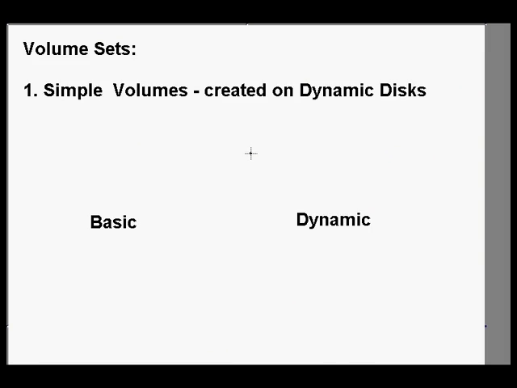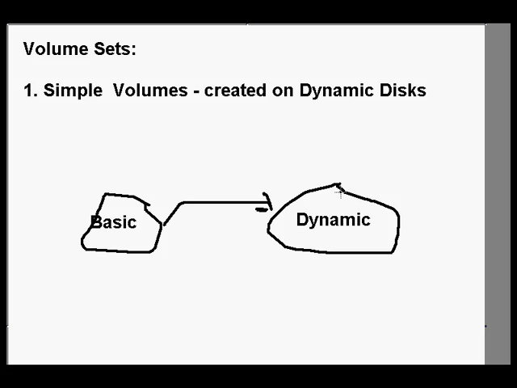We're going to talk about the 5 different kinds of volume sets that are available. Originally we had a basic disk, and we took the basic disk and converted it into a dynamic disk in the conversion process that I showed you earlier. And it simply turns into a simple volume. And that's all it is after you've converted it.